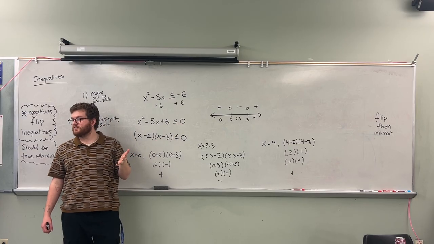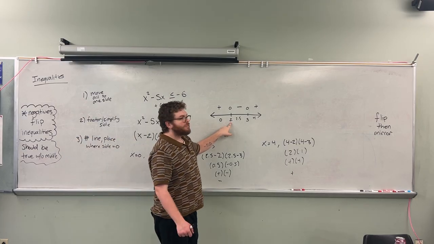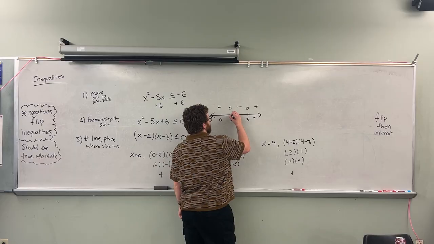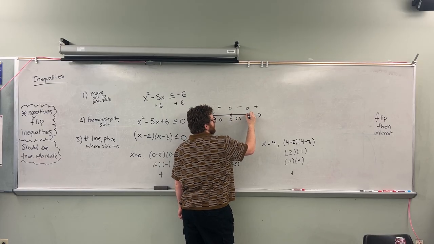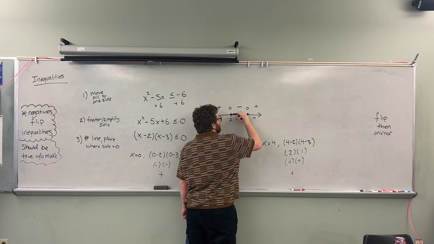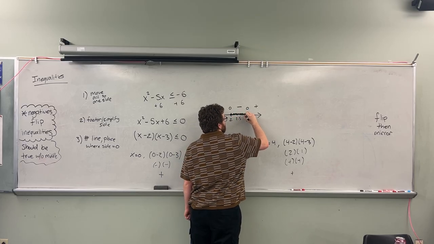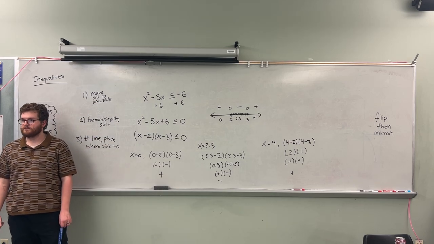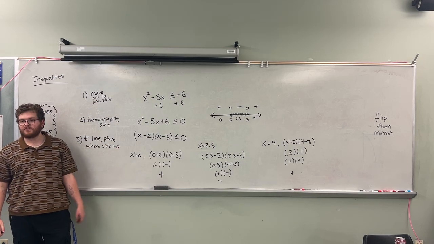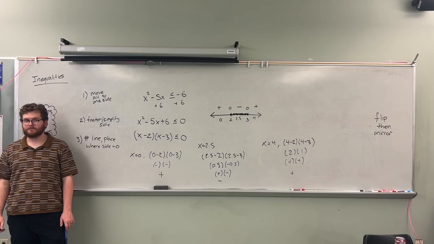So what regions is this less than or equal to 0? Well, I've got it where it's 0 here, so I'm going to include this. Got it 0 here, so I'm going to include this. And then it's negative in between those, which is what I want. And that's my solution. That's the interval that satisfies this nonlinear inequality.